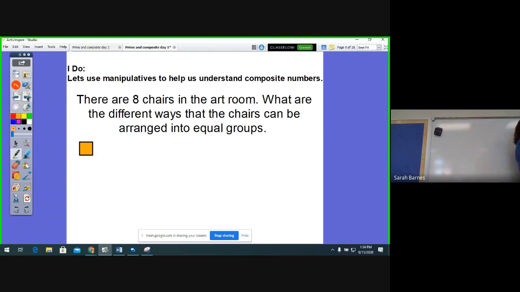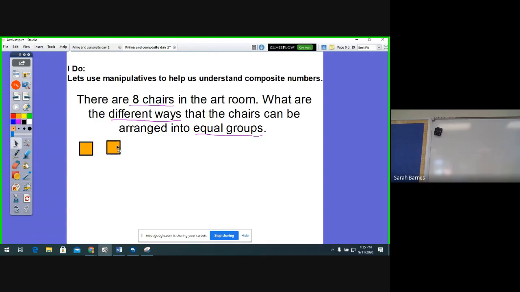So there are 8 chairs in the art room. What are the different ways that the chairs can be arranged into equal groups? So let's underline the important parts: 8 chairs, different ways, equal groups. Different means you have to show at least 2 ways. Okay, so let's show at least 2 ways.